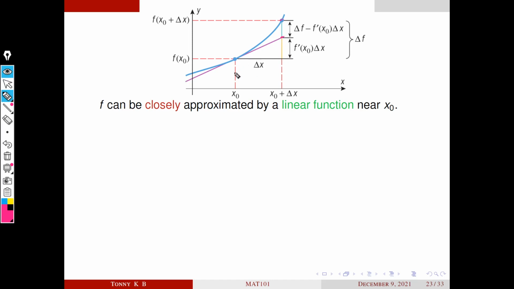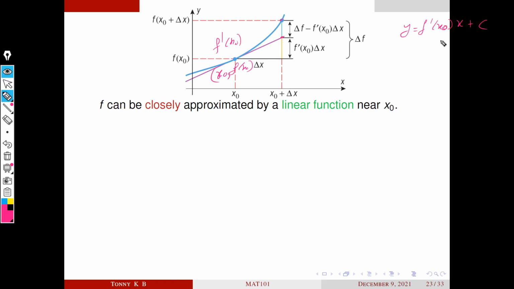Then how to find the equation of the tangent? We know that the slope of this tangent is f dash of x0, and also that this tangent passes through x0, f of x0. Using these two ideas you can easily find the equation of the tangent. We know that every straight line is of the form y is equal to mx plus c, where m is the slope, that is f dash of x0. So we can assume y is equal to f dash of x0 into x plus c.